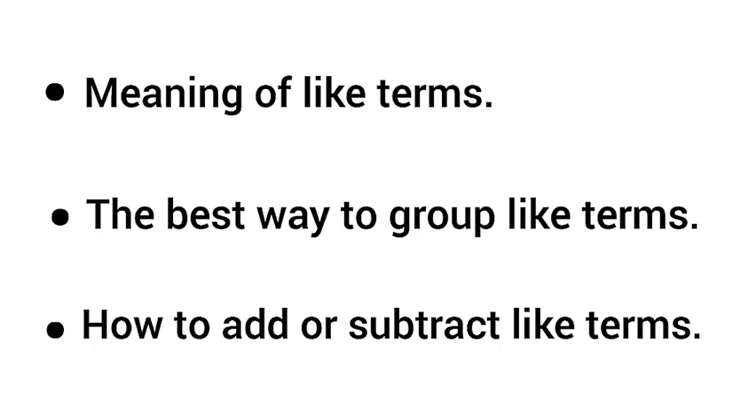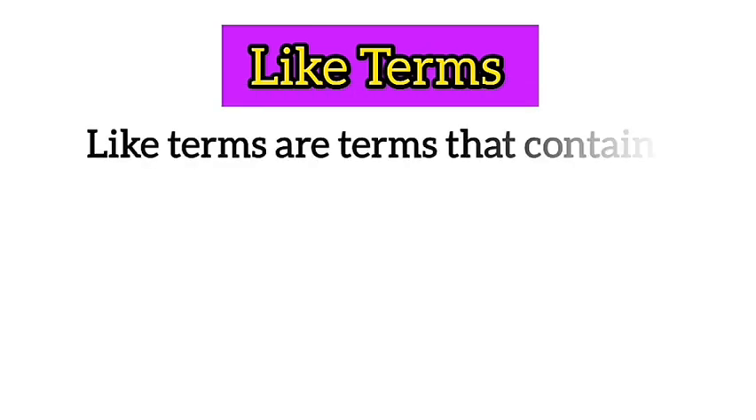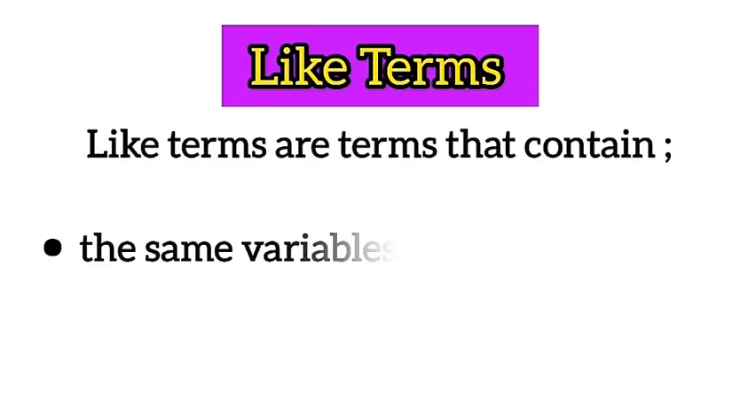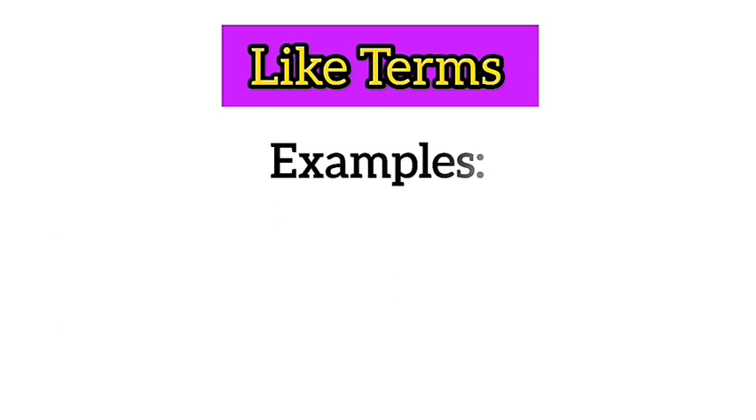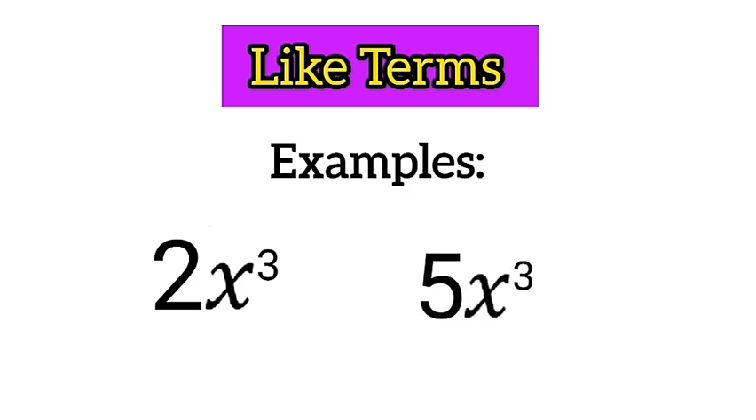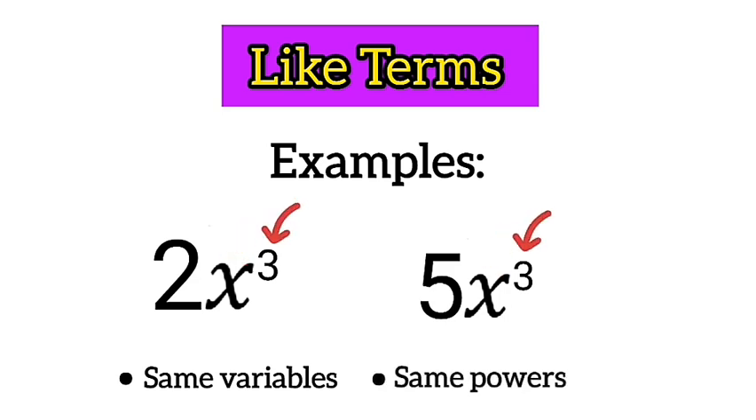Now, let me show you what like terms are. Like terms are terms that contain the same variables raised to the same powers. For example, 2x^3 and 5x^3 are like terms. This is because both terms have the same variables, which is x, and also the variables are raised to the same powers, which is 3.